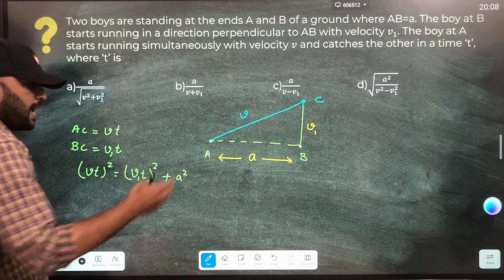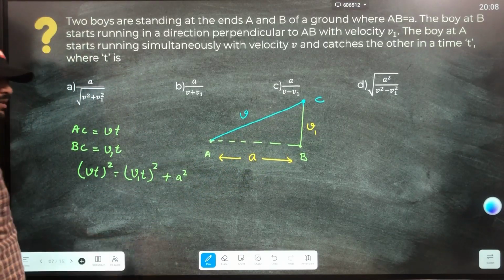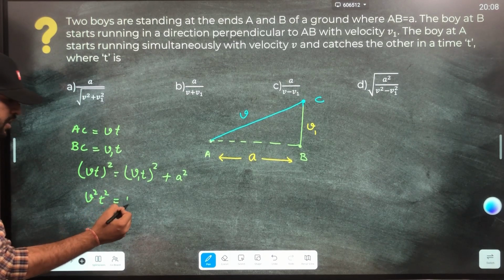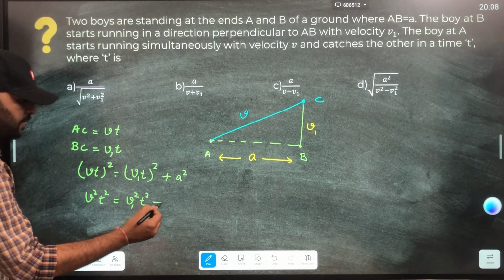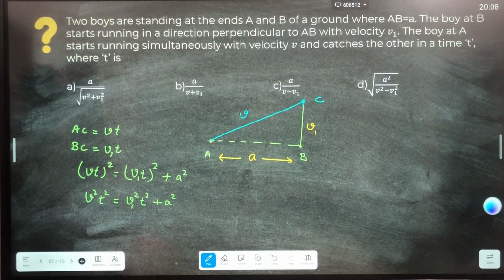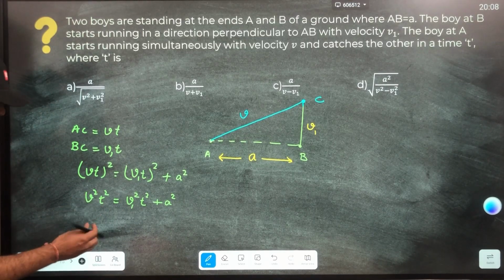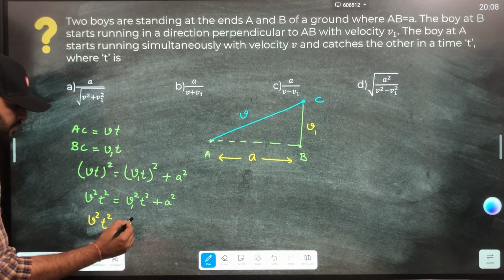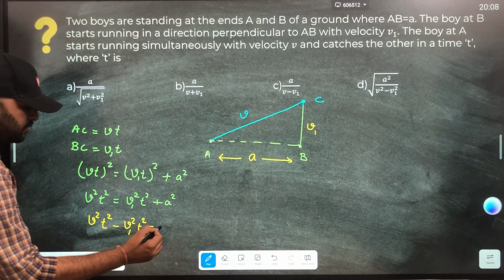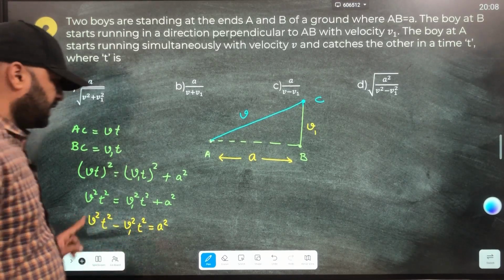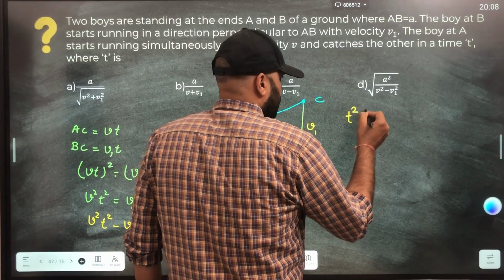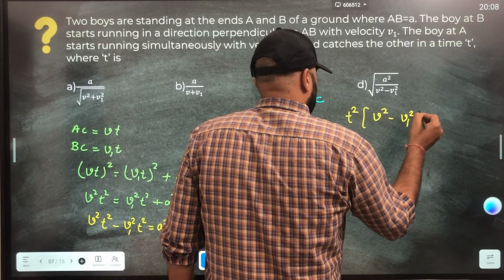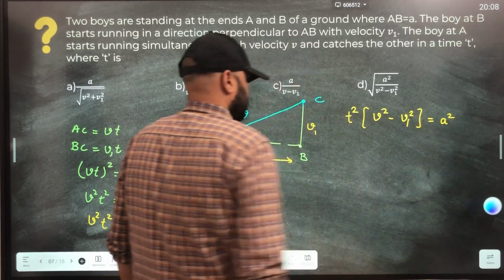I hope this is clear. Hypotenuse square equals perpendicular square plus base square. Let's expand it. It will give us V square T square equals V1 square T square plus A square. Let's take this on the other side: V square T square minus V1 square T square equals A square. And taking T square common, this will give me V square minus V1 square, and that will be equal to A square. I hope this is clear, right?